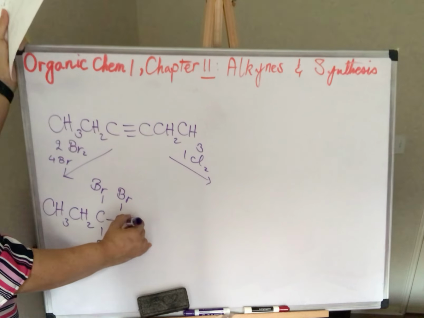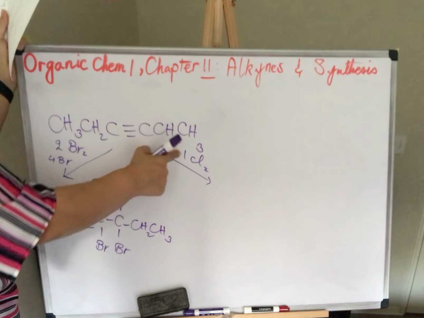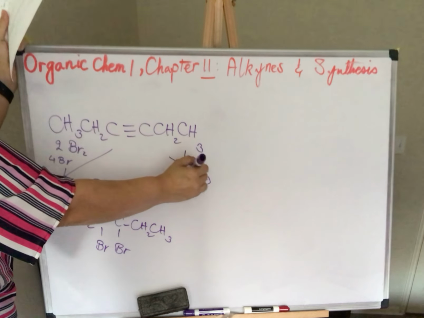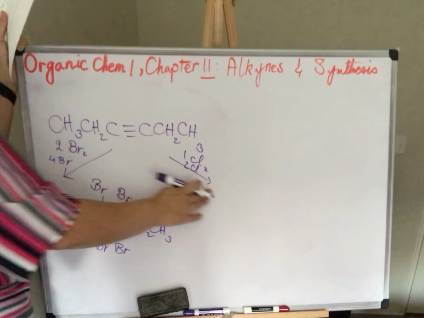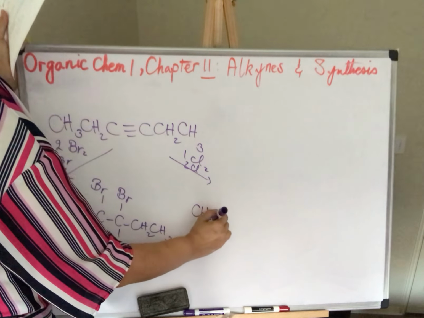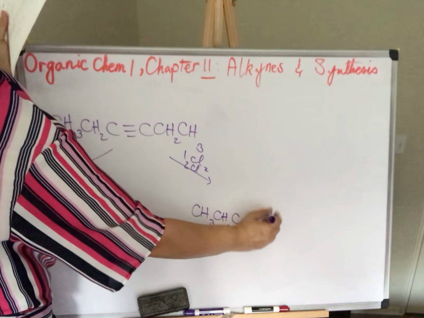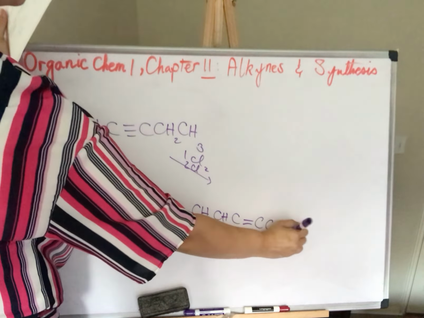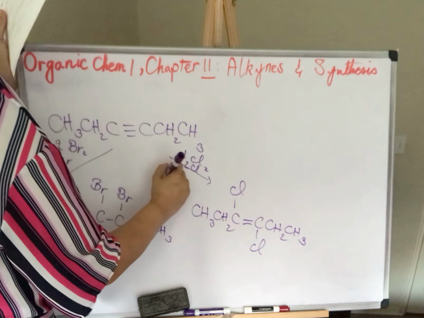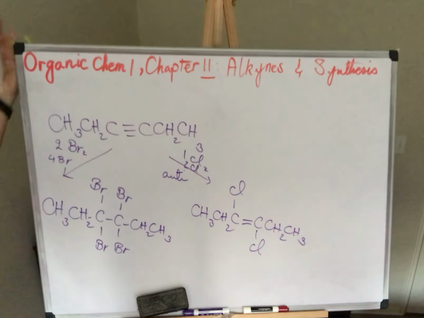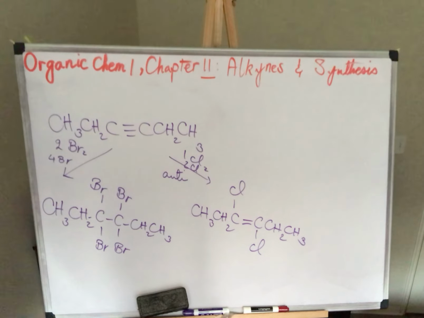Feel free to draw it stepwise. That's what we did so far. But here, 1 equivalent means 2 chlorine atoms, right? 2 chlorine atoms means ending up with an alkene. So CH3, CH2, C, CH2, CH3, and don't forget this addition is an anti-addition. Okay, so that's the difference when you see 1 equivalent or 2 equivalents.